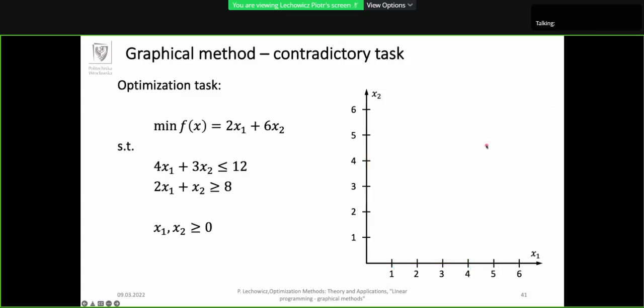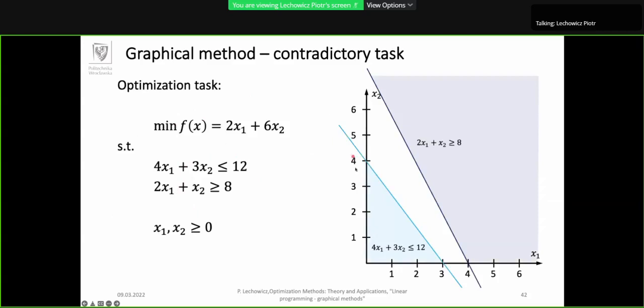And 2 more examples. The first one is the contradictory task. It may happen that there is no existing any solution to the problem. So let us consider the following optimization task. We have the minimization, such that the following constraints have to be satisfied.